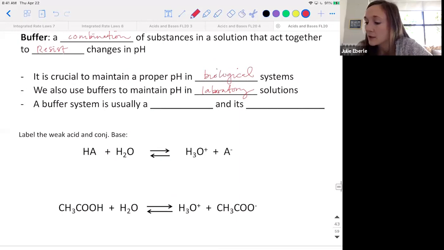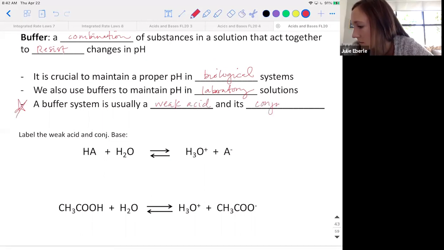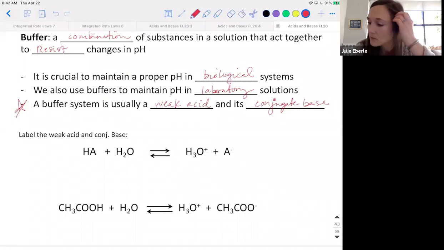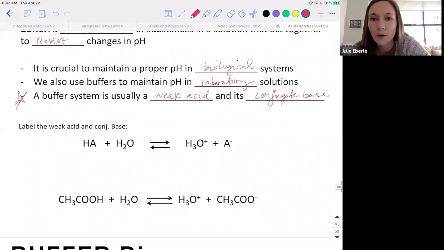Right. So in biological systems and certain laboratory solutions, we have to have a constant pH. And here's the main thing though. A buffer is usually a weak acid and its conjugate base. A buffer is composed of a weak acid and its conjugate base. Those are the two components.